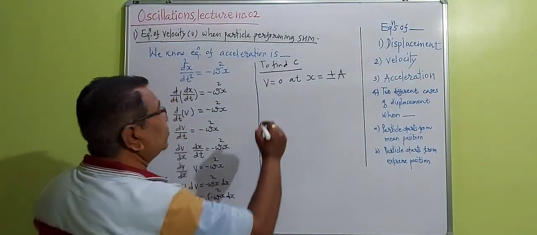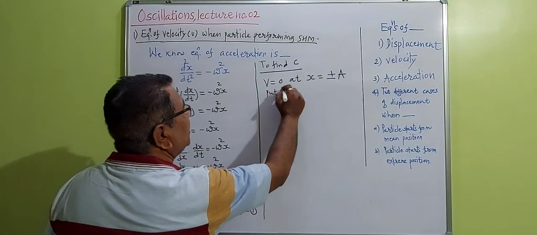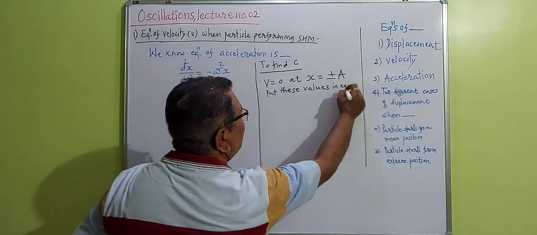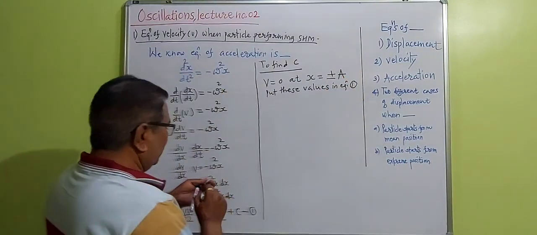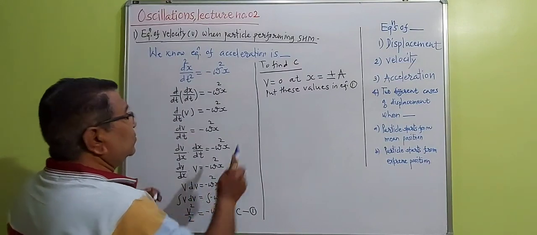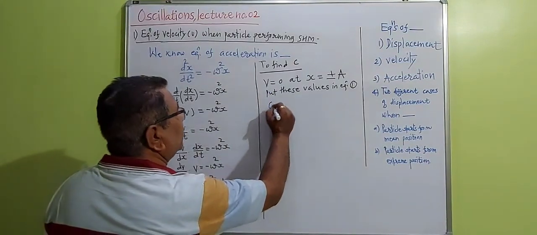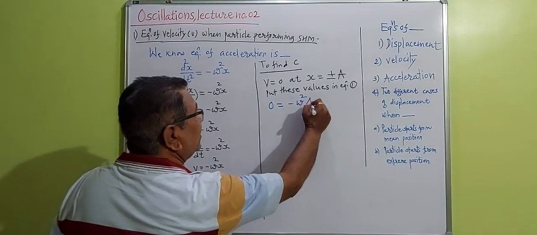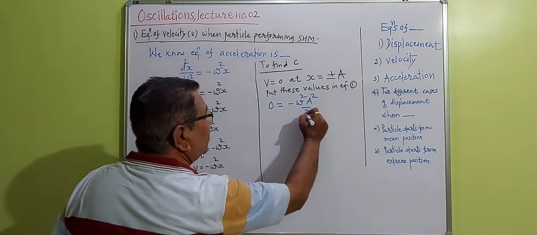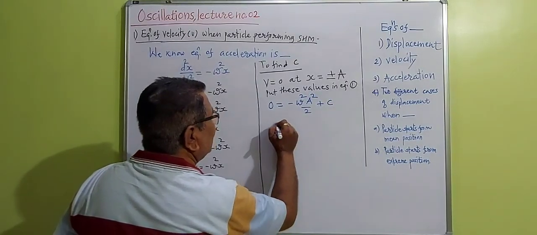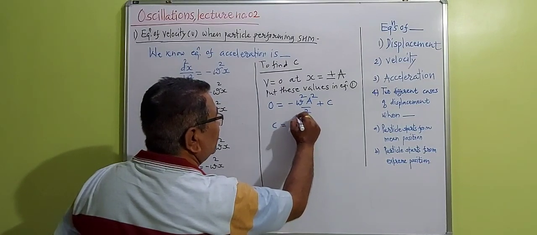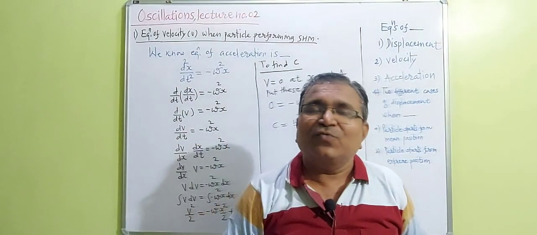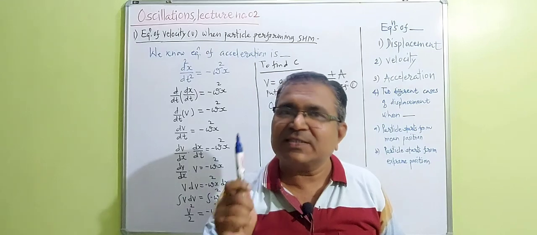You will get v square upon 2. Put these values in equation 1. We get what? 0 square upon 2, we get 0 here, is equal to minus omega square a square upon 2 plus c. That means c is equal to omega square a square upon 2. In this way, we get the value of integration constant c.